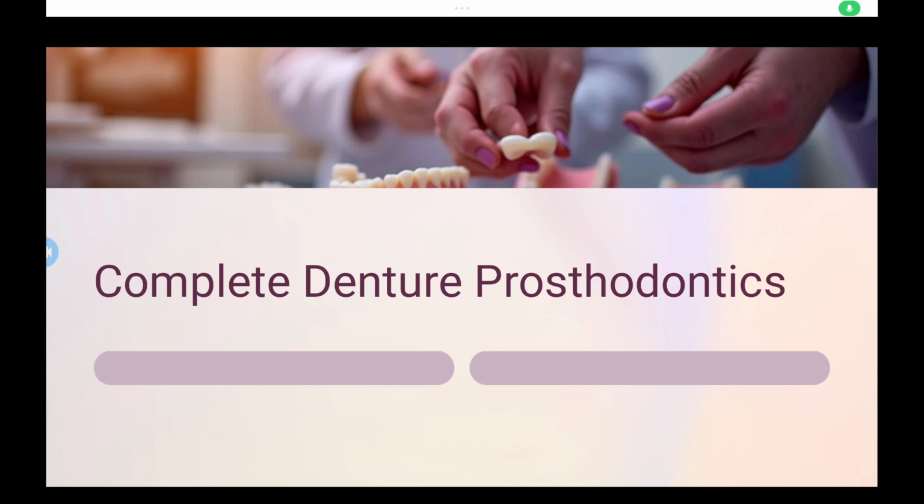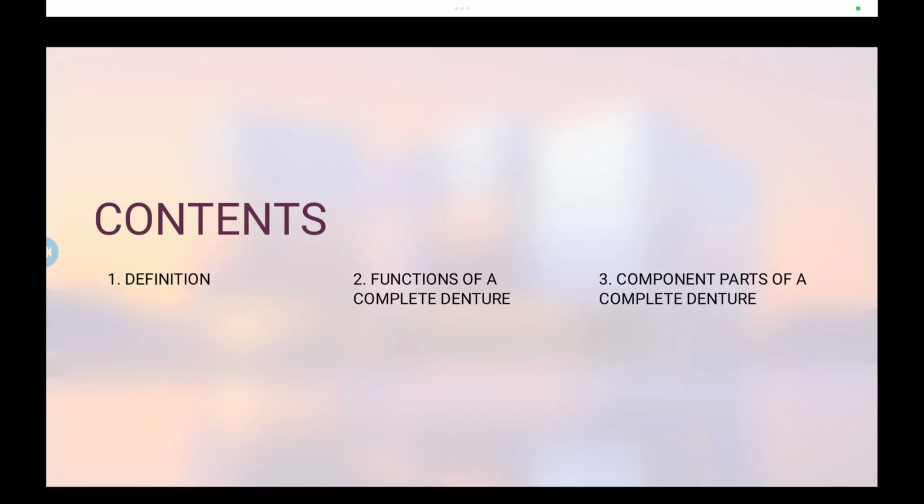Hello students, today we will study about complete denture prosthodontics. This is the introductory part of the complete denture. The contents involve definition, functions of complete denture, component parts of a complete denture.